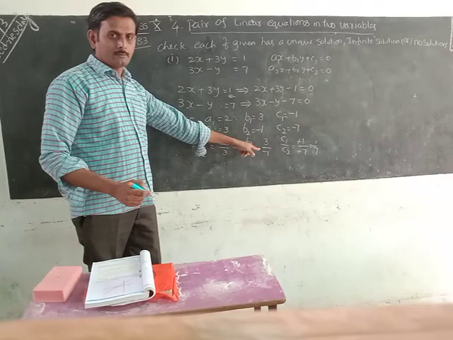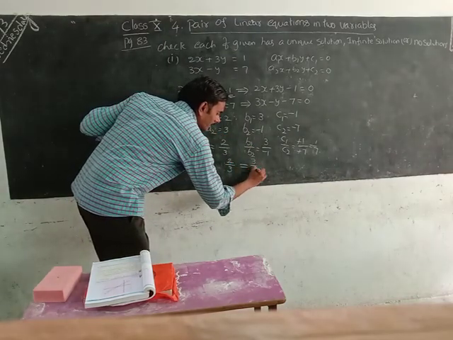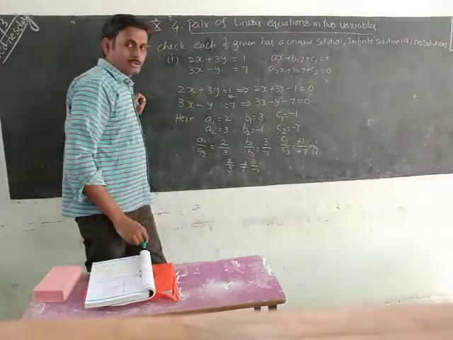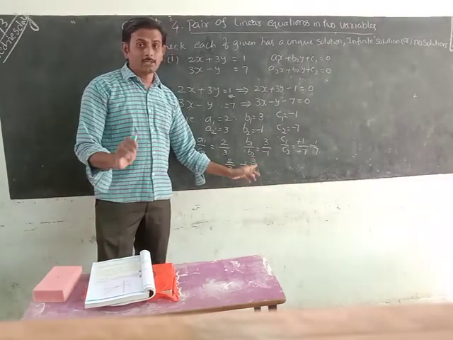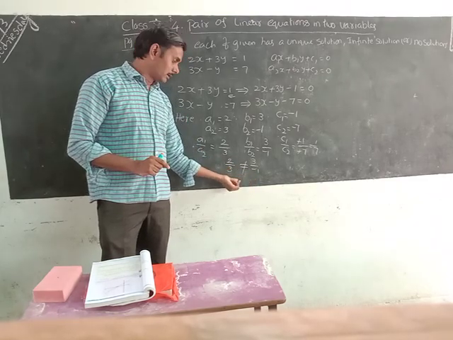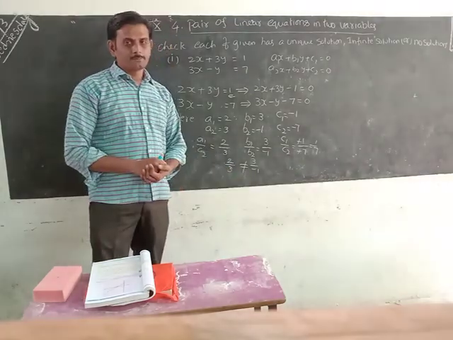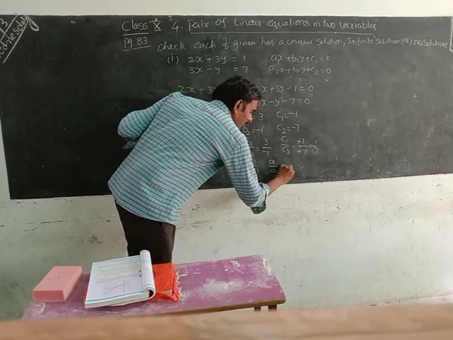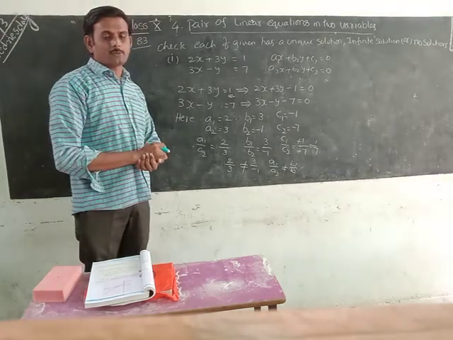Here 2 by 3 and 3 by minus 1: are they equal? They are not equal. For ratios to be equal, the numerator must be the same, the denominator must be the same, and the sign also must match. Here plus and minus differ, so they are not equal. That means a1 by a2 is not equal to b1 by b2. How many solutions will we have?